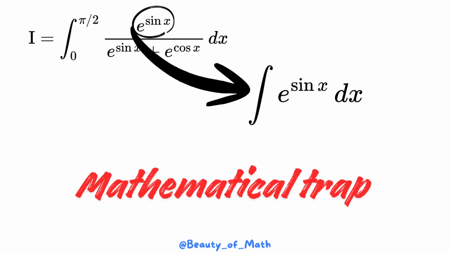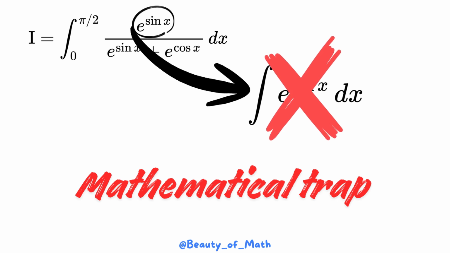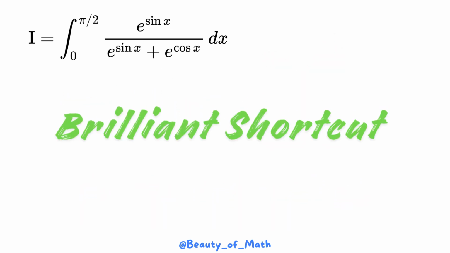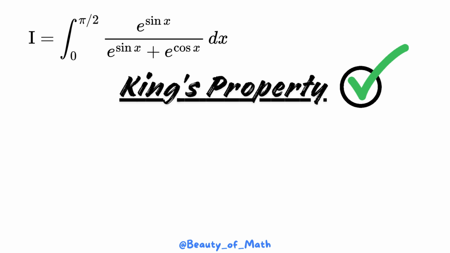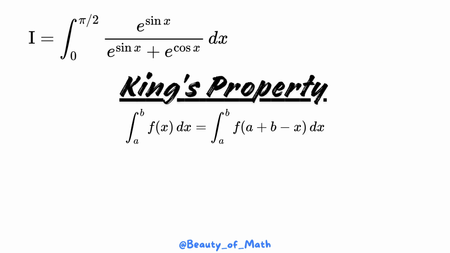But instead of trying to compute the antiderivative directly, smart students use a brilliant shortcut that completely bypasses the hard calculus. To crack this wide open, we use a beautiful principle known as the King's property of definite integrals. The formula on screen states that integrating a function, f of x, from a lower limit a to an upper limit b yields the exact same numerical result as integrating that same function when every single x is replaced by the sum of the limits minus x, written as a plus b minus x.